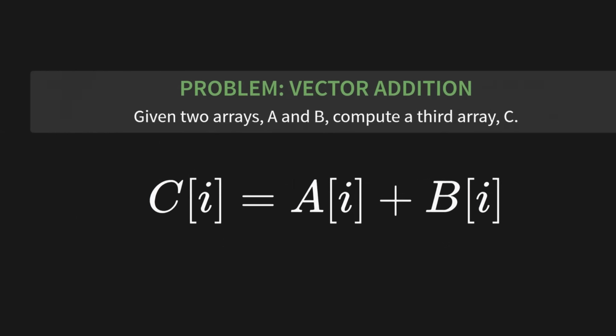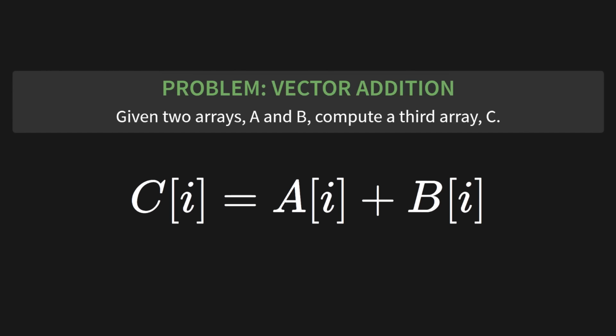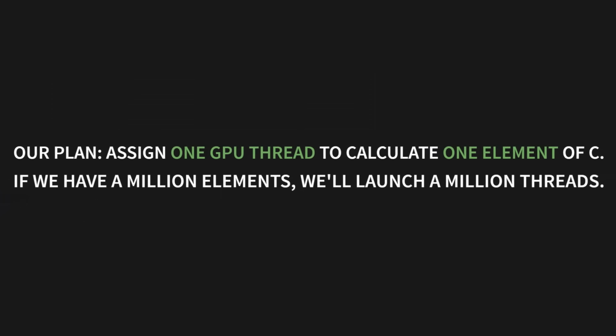So here's the problem: vector addition. Given two arrays, A and B, we need to compute a third array, C. The formula is simply C[i] equals A[i] plus B[i]. Super straightforward. And our plan is just as simple. We will assign one GPU thread to calculate one element of C. So if we have 1,000,000 elements, guess what? We'll launch 1,000,000 threads. It's that direct.